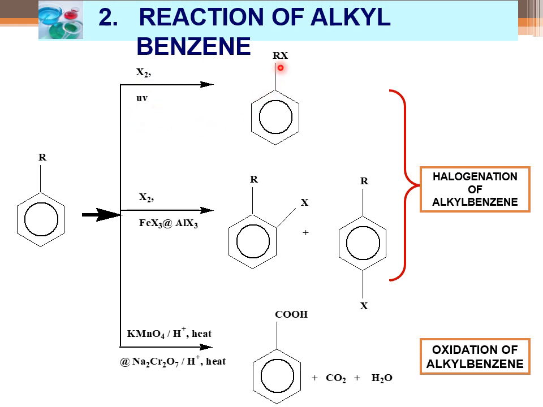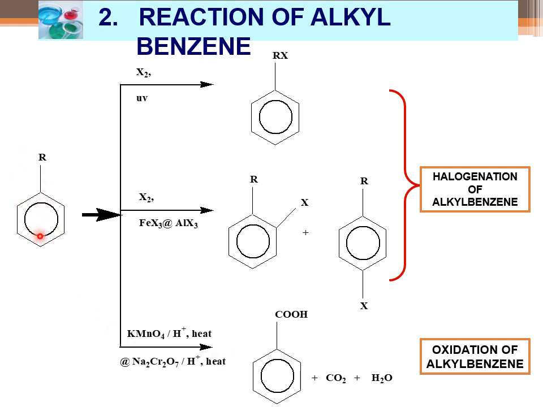So the X is going to attack or react with the carbon outside the ring, meaning the alkyl part. But if we have X2 with a Lewis acid, we are going to have a product whereby it's going to attack the carbon inside the ring. So it's going to undergo electrophilic substitution, not free radical substitution. The difference between these two would be only the condition, which is UV light for free radical substitution and Lewis acid for electrophilic substitution. Right. And then the third one cannot be mistaken because it's easy.